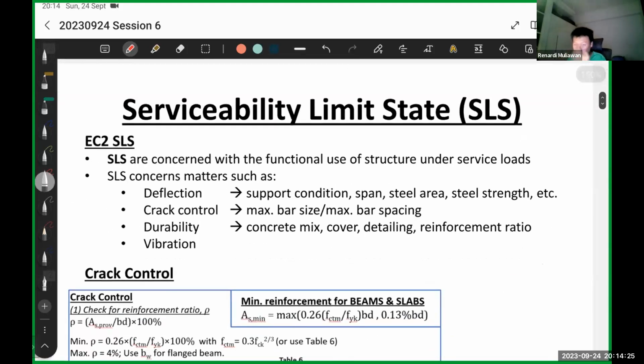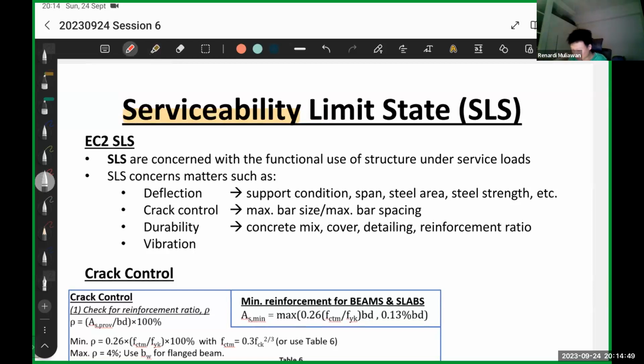Just to start off, what we've been learning and practicing is bending design and shear design. If you notice, these two are ultimate limit states, meaning that we design for failure. So there's bending failure and there's also shear failure. For today, we're focusing more on serviceability.